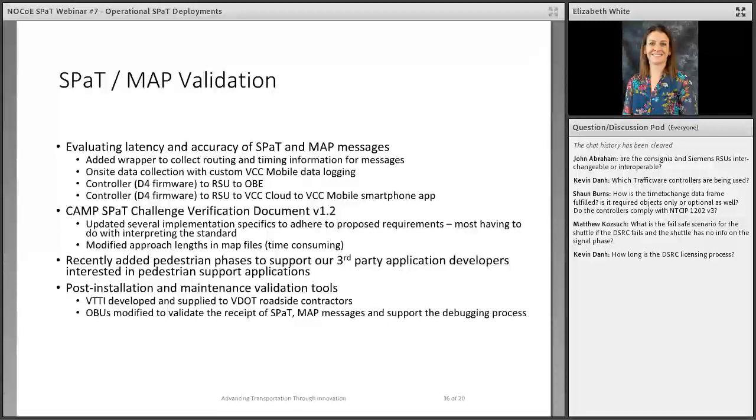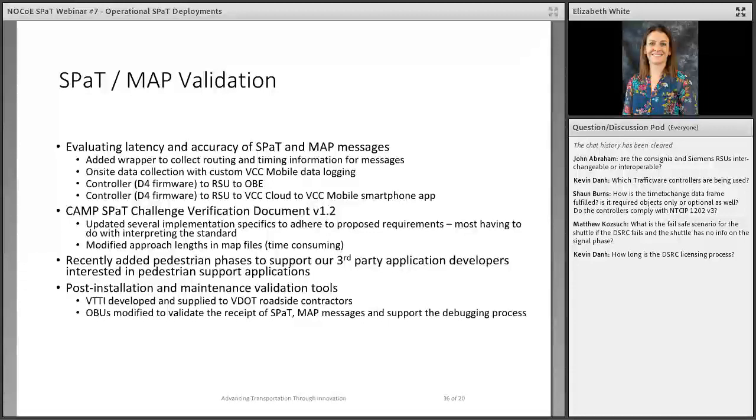One is an RTK system that we're using to provide a source for RTCM corrections that will be broadcast out from the RSU. And one of the more time-consuming pieces is also to modify our map messages to support longer approach lengths as prescribed in the document. Currently ours are relatively brief, and we understand the need for the longer approaches. It just takes a little bit longer to put that together.